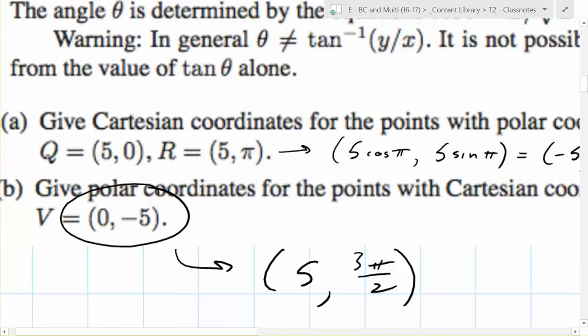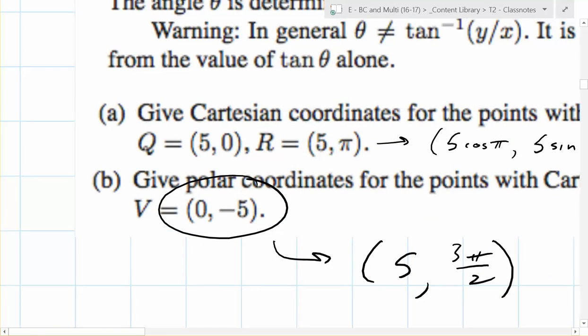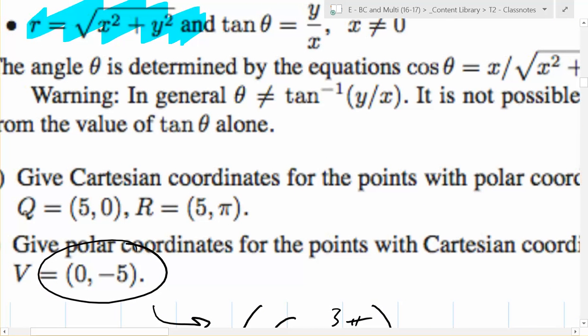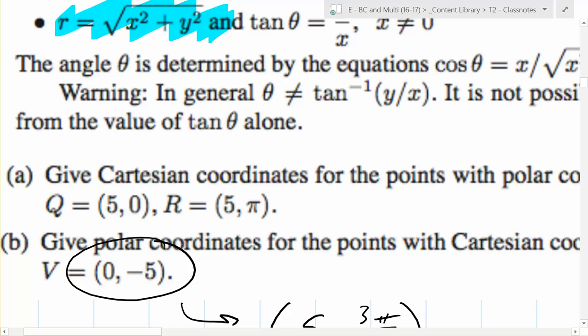Fantastic. So you can go back and forth here, and sometimes you'll have to know what these are. Give Cartesian coordinates for the points with polar coordinates. So what does this mean? I left some of them in there. These are polar coordinates, 5, 0. What does 5, 0 mean in polar land? Is it just 5? Where is it?